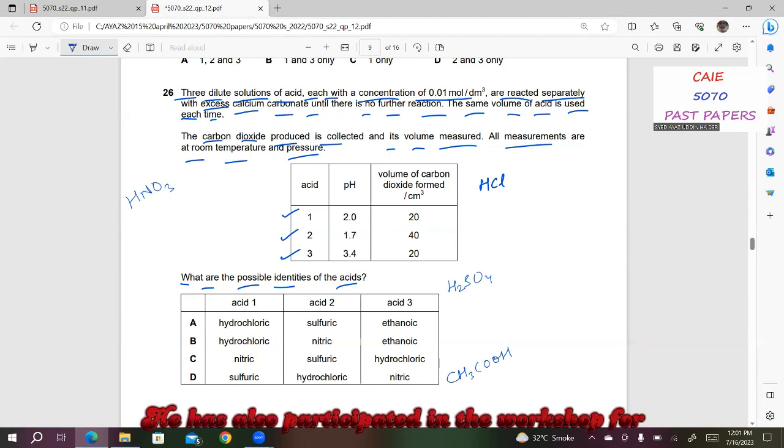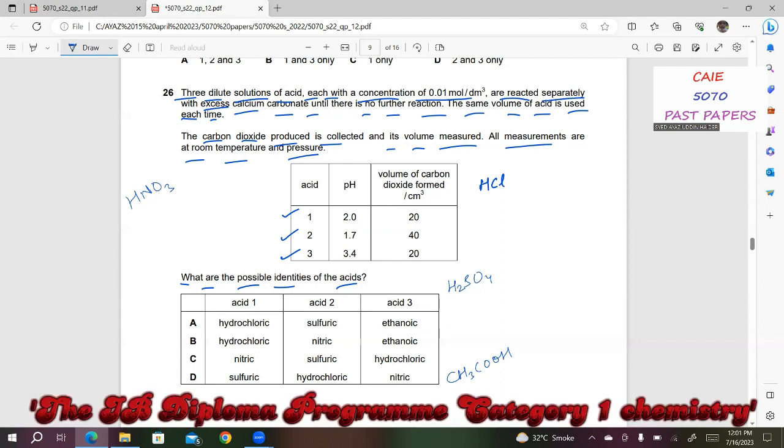pH for acid 1 and 2 indicates that these are strong acids. So acid 1 and 2 must be strong acid. You can't have ethanoic acid as acid number 1 or acid number 2. For acid number 3, the pH is 3.4, which indicates the acid is the weak one, which must be this ethanoic acid. So either A is correct or B is correct.